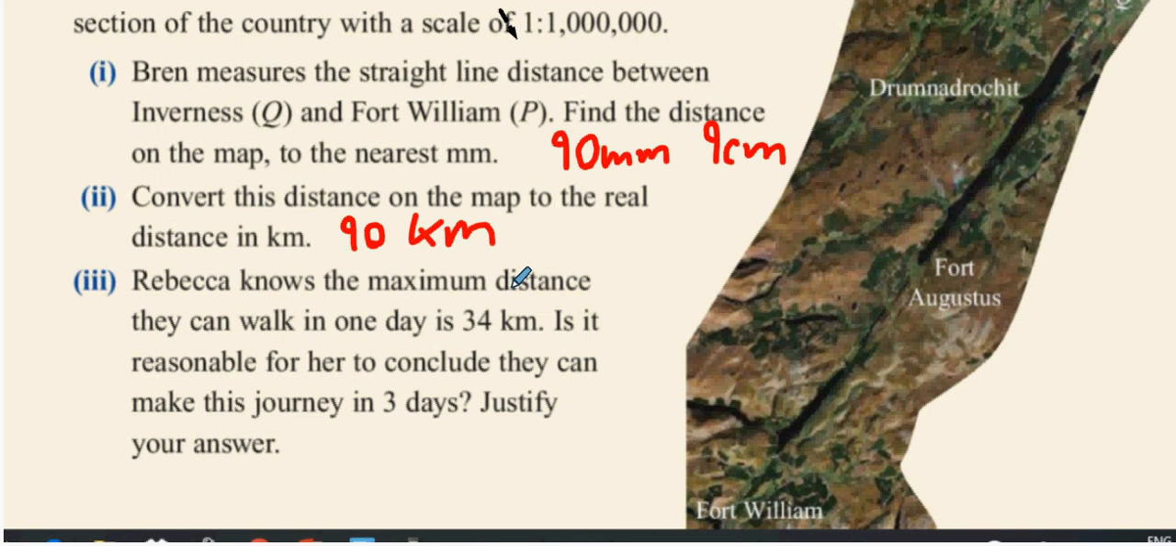Rebecca knows the maximum distance they can walk in 1 day is 34. Is it reasonable to conclude that she can make this journey in 3 days? Justify her answer. What's 3 times 34? 102. No, Rebecca will not be able to make this journey in 3 days. Oh wait. No, sorry, she will. My fault. Rebecca will be able to make this journey in 3 days because she can cover 102 kilometers over 3 days by multiplying distance by time, speed by time. Her distance is 90 kilometers, therefore she can complete it in 3 days. And done.